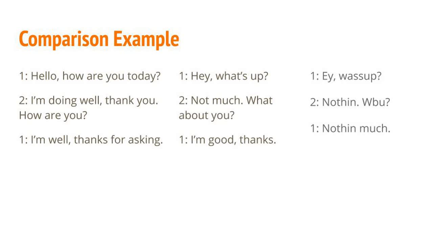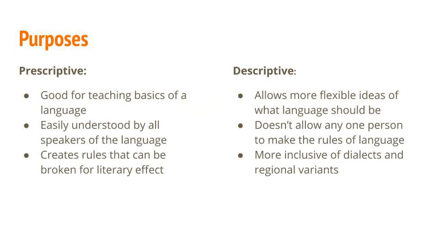Now, it's important to recognize that these different examples might be more appropriate in different settings. For example, the first one might be a conversation you would have at a job interview, whereas the third one would be closer to language you would use while texting. So each of these different types of grammar has their own purpose.